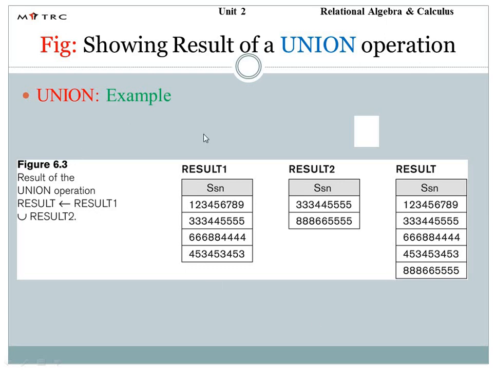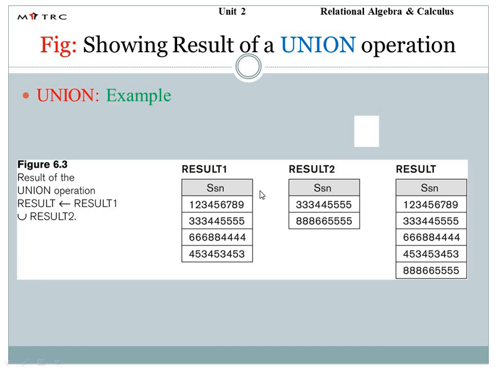We can see with the diagrammatic representation that we are having result 1 comprising those employees whose social security number is this. Result 2 comprises those whose social security number is this, and the final result is a combination of all the social security numbers. One more important point to note: it comprises 4 tuples and 2 tuples. When we make the union, it must have 6 tuples, but it is having 5 tuples. That means duplicacy is being removed.